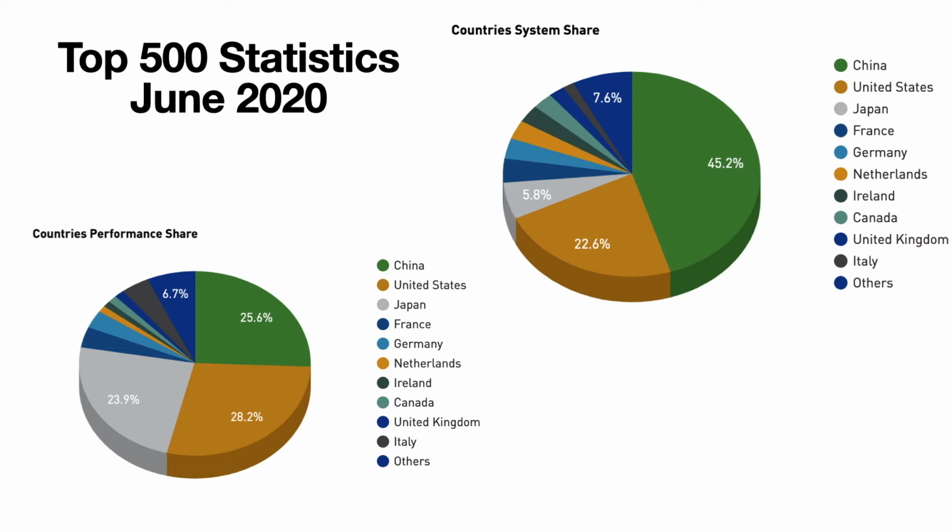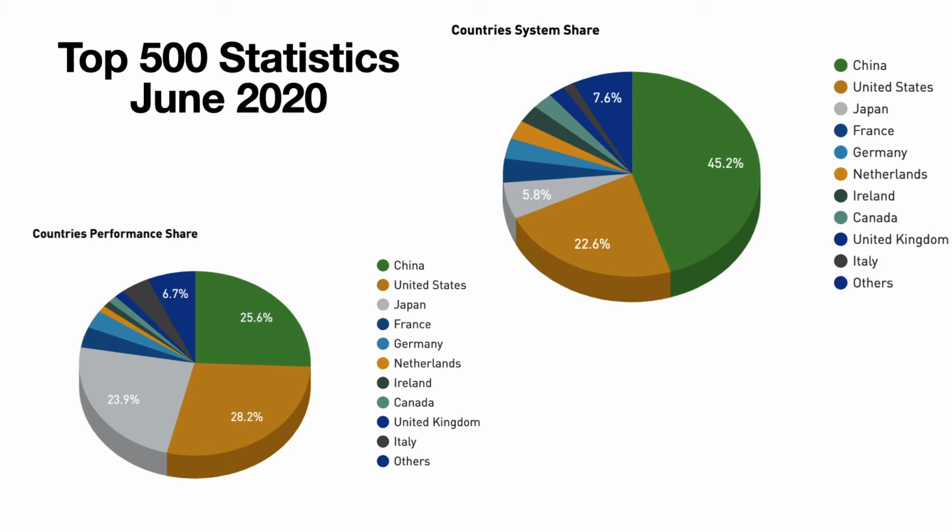So let's look deeply here into the distribution of clusters around the world. Right now, the clusters are basically dominated by three countries. They hold almost 75% of the number of clusters in the top 500 list, and also the amount of computational power that those clusters are able to produce. And those are China, United States, and Japan.